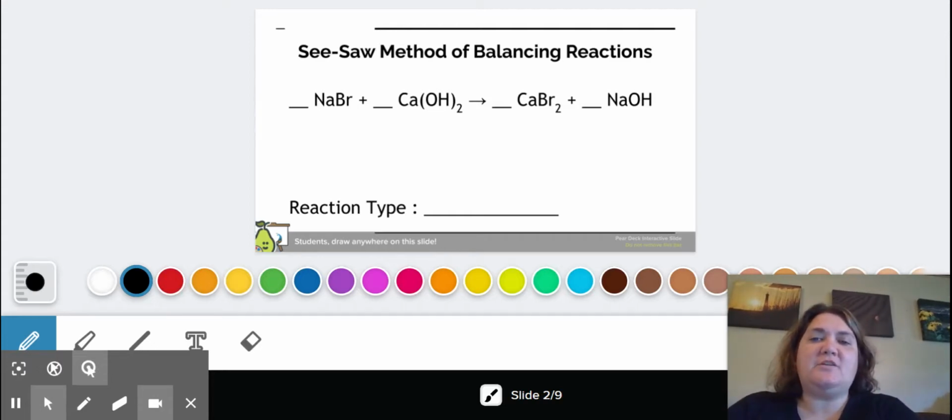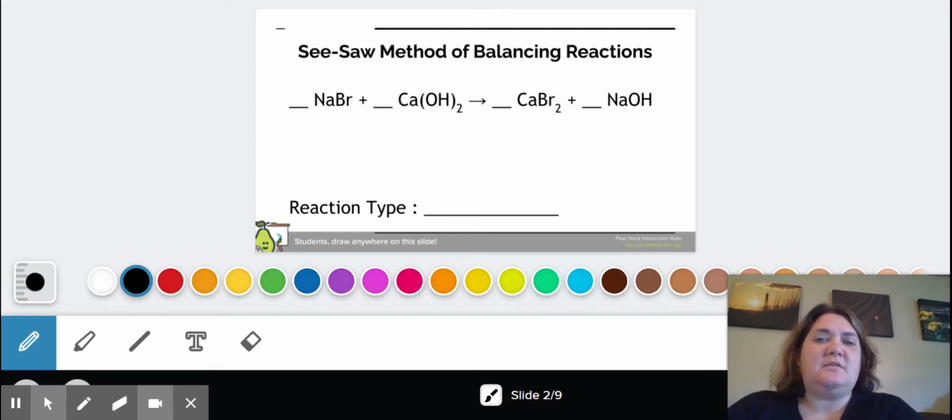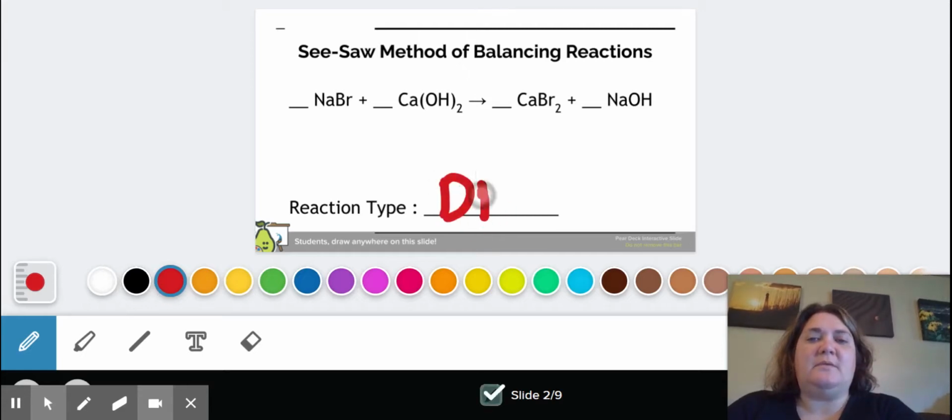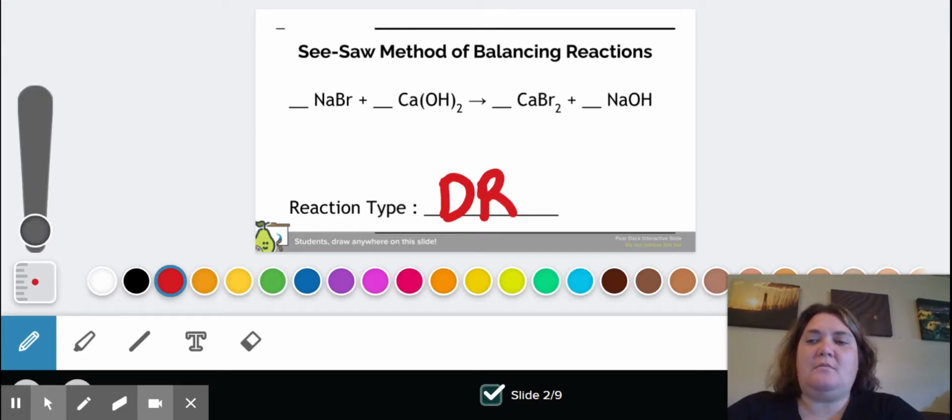So the type of reaction here, we would figure out by knowing that we have one compound reacting with another compound, and we can see that they traded partners. Calcium is now partnered with bromine, and sodium is now partnered with hydroxide. And so we learned yesterday that that is a double replacement reaction, right? All right, so now let's balance the reaction.